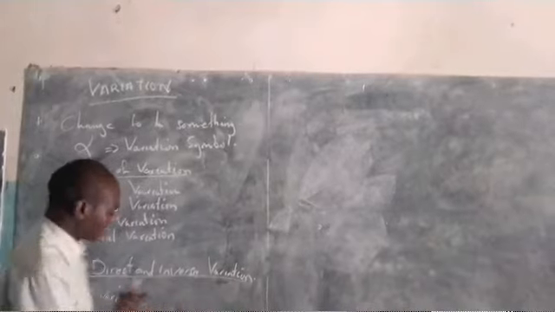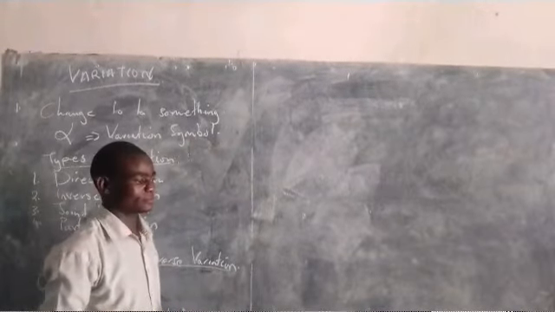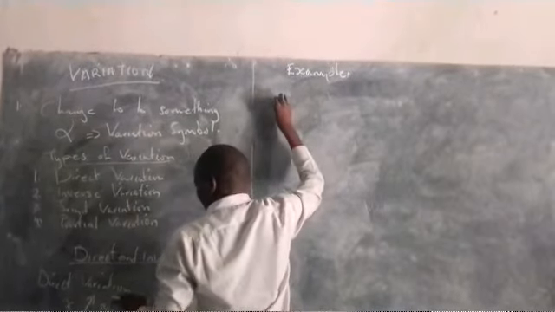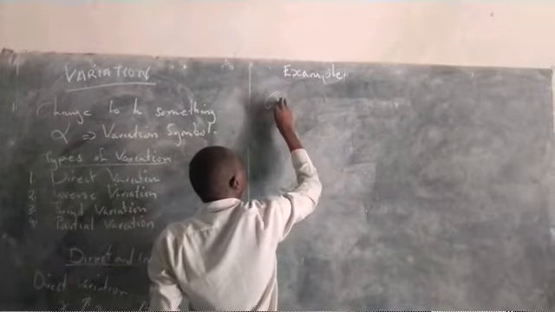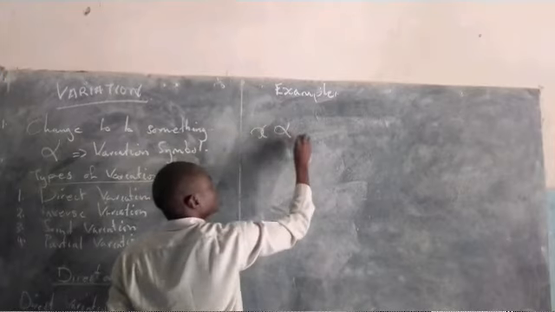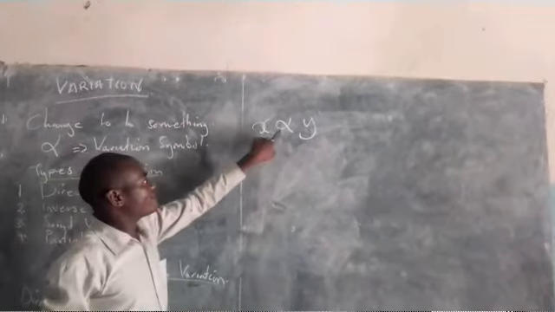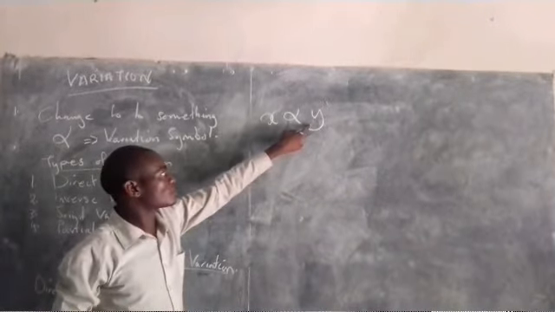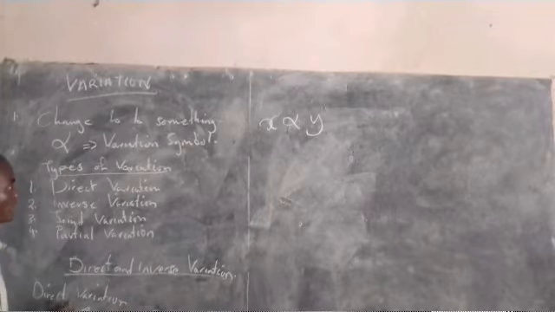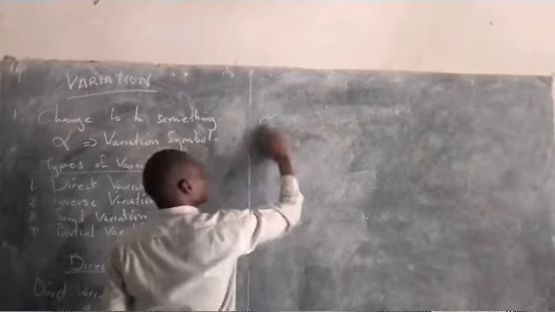So, just an example here, if we say x varies directly as y, okay? Let me say, example. If I say x varies directly, it means x varies directly as y. So x varies directly as y. So this is just an illustration of the kind of variation that we have. Okay? So this is what we mean by direct variation. Now, let's look at the inverse variation.